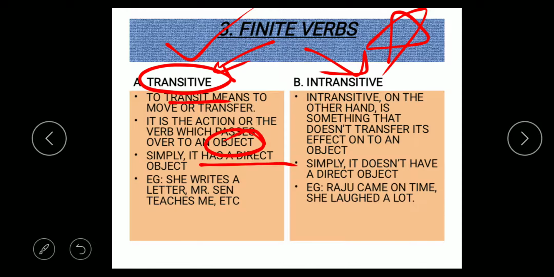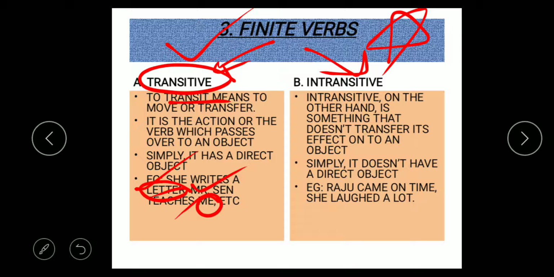It should have an object, and that object should definitely be in the direct form. For example, she writes a letter. Mr. Sen teaches me. So it definitely has an object. In the first sentence, letter is the object. In the second sentence, me is the object.